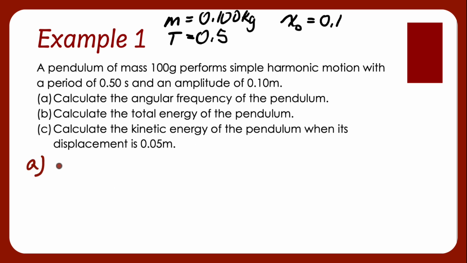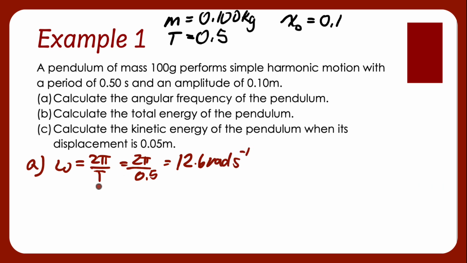So, part A, calculate the angular frequency of the pendulum. Omega is what we're looking for, 2 pi over the period. That's going to be 2 pi over 0.5. And if I pick up my calculator, that gives me 12.6, and the units will be radians per second. Remember, that's the difference between angular frequency and frequency. Angular frequency is the number of radians per second.